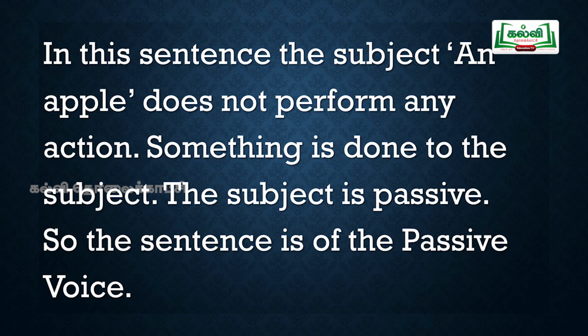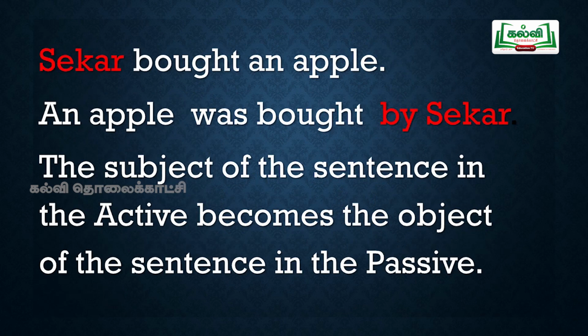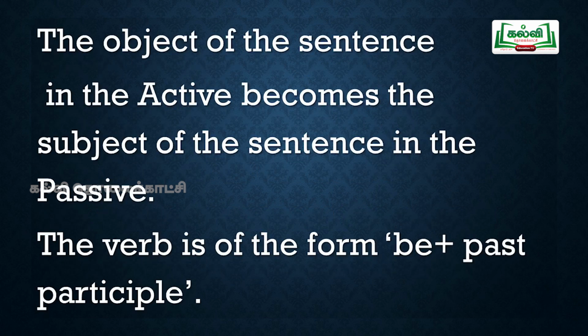Once again, read the sentences. Shaker bought an apple. An apple was bought by Shaker. You know that the first sentence is of the active voice. What is the subject in the first sentence? Shaker. Now look at the second sentence, by Shaker. So the subject of the sentence in the active voice becomes the object of the sentence in the passive.